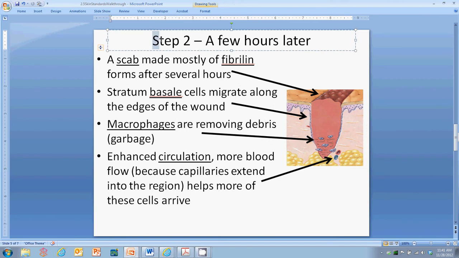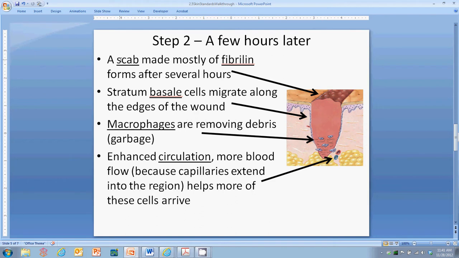Step 2, a few hours later. So your bleeding has filled up your cut, and now you have a scab. A scab has formed from your blood, and fibrin, this hard, not very stretchy substance, is covering the cut to give you some protection.